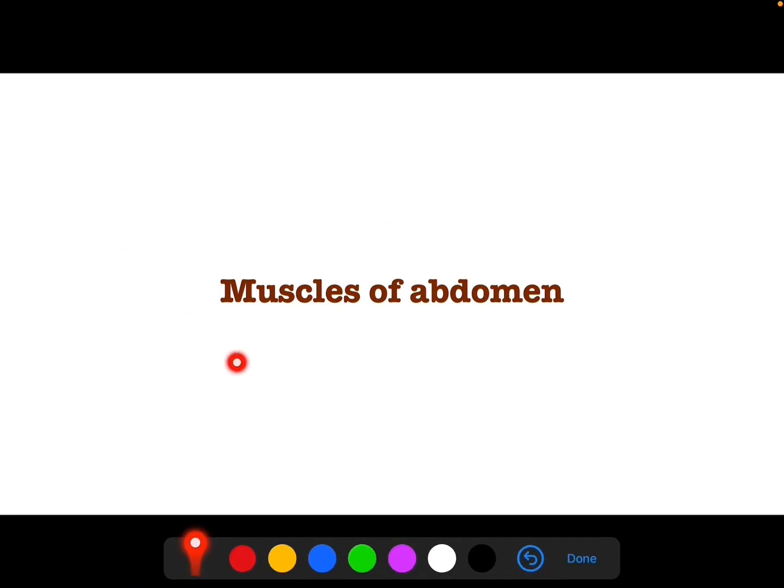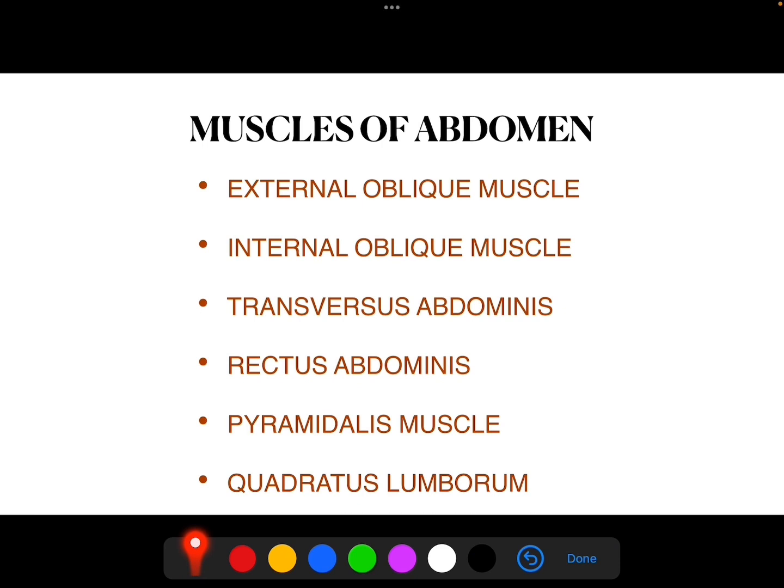Now let's begin with the last group of muscles of the trunk, muscles of the abdomen. The muscles of this group are the external oblique muscle, internal oblique muscle, transversus abdominis, rectus abdominis, pyramidalis muscle, and quadratus lumborum.